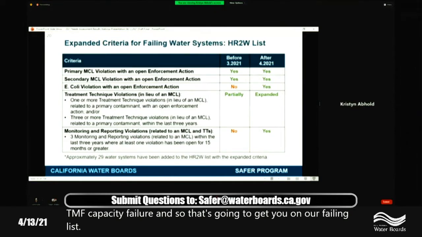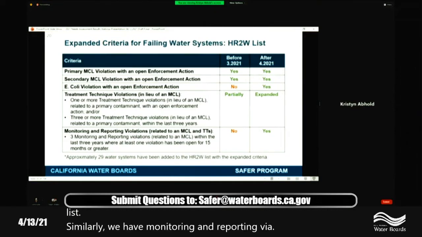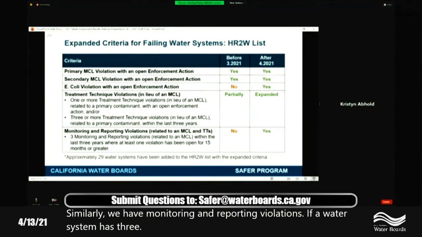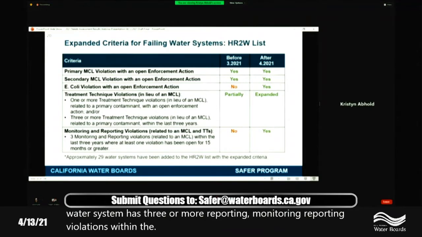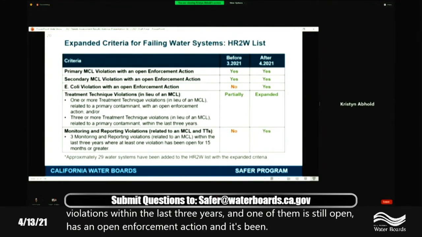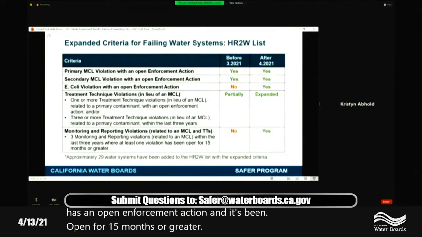Similarly, we have monitoring and reporting violations. If a water system has 3 or more monitoring reporting violations within the last 3 years, and one of them is still open, has an open enforcement action, and has been open for 15 months or greater, then you're also on the failing list.